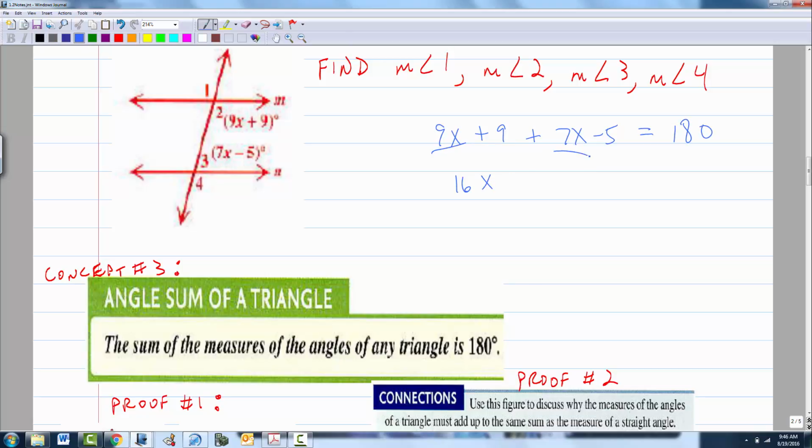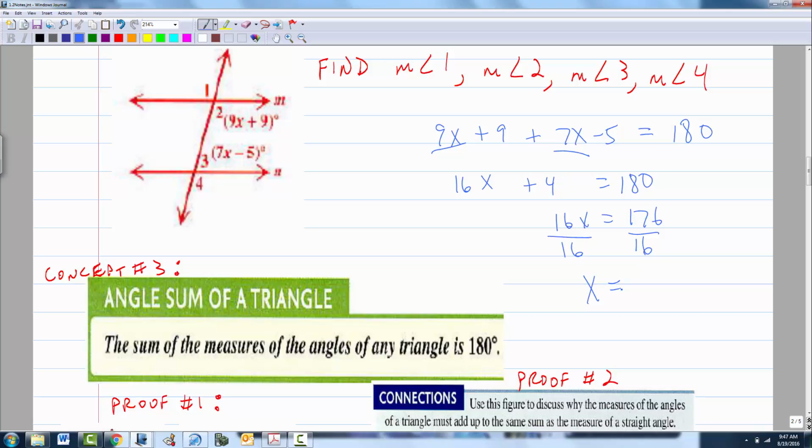Now this one, you add like terms. I've seen some bad things about solving equations here. You don't subtract 9x from the same side, so on and so forth. Plus 4 equals 180. And then 16x equals 176. Subtract 4. Being naughty by not doing whatever I do to one side.